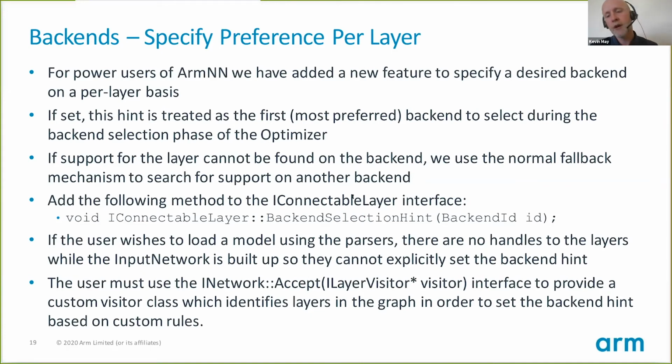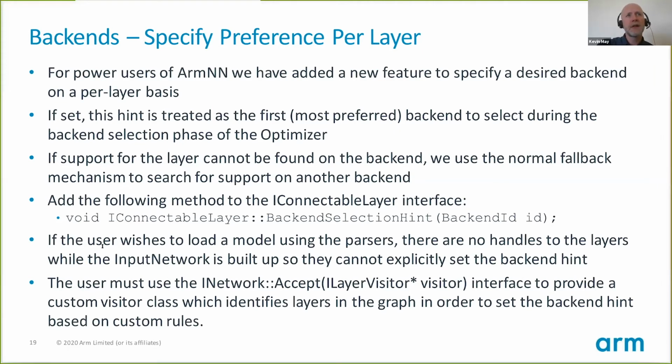So when I was talking about using our API, the direct API, to make layers and connect them together, you'd use this object on IConnectableLayer. And we've added this backend selection hint. So you can tell a specific layer as you're creating your model, I want this one to run on this specific backend ID.